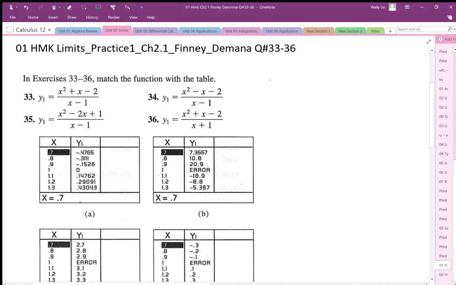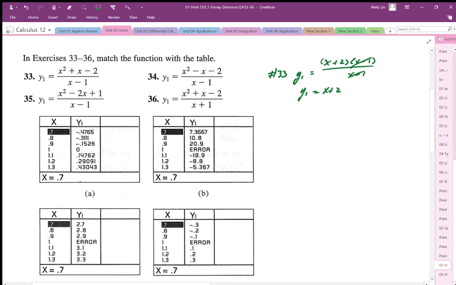Okay, so if we take a look at number 33, we end up with y1 equal to, if we factor this, x plus 2, x minus 1, and the x minus 1 cancels out. So this is going to behave like x plus 2. So we're going to have an error at x equals 1. So it can't be number 1. It can't be A.